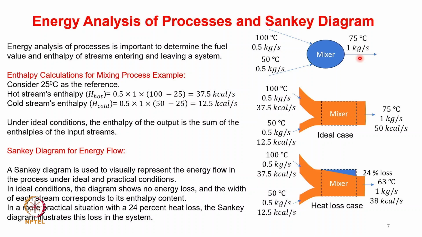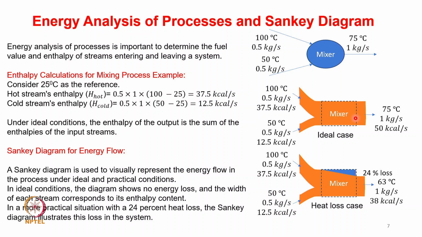So if you wanted to compute the enthalpy, which is a key component in the energy analysis, you need to fix a reference temperature. Let's assume 25 degrees C, which is typically a clean ambient condition, as the reference. So for the hot stream it is m Cp delta T, which is 0.5 times 1 times 100 minus 25, that is 37.5, and for the cold stream it is 0.5 times 1 times 50 minus 25, which is 12.5. So this is what has been represented here. Under ideal condition, the enthalpy of the output is the summation of the enthalpy of the input streams. So you come, mix and go.